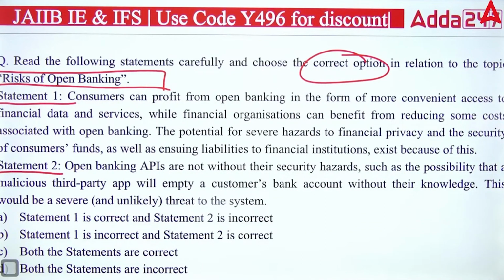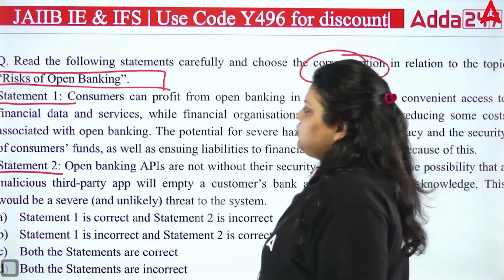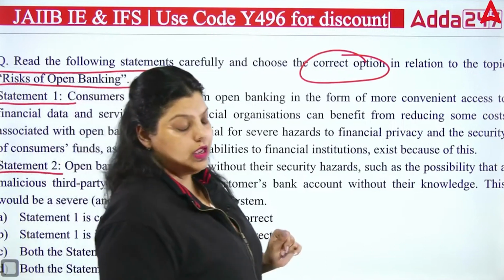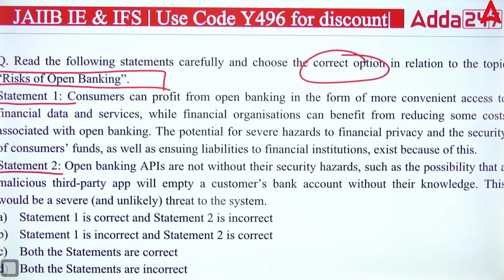First is saying consumers can profit from open banking in the form of more convenient access to financial data and services. While financial organizations can benefit from reducing some costs associated with open banking, the potential for severe hazard to financial privacy and the security of consumer funds, as well as ensuring liabilities to financial institutions, exists. The second statement says open banking APIs are not without their security hazards, such as the possibility that a malicious third-party app will empty a customer's bank account without their knowledge. This would be a severe and unlikely threat to the system. Now, out of these two statements, which do you think is the correct one? A, B, C or D?